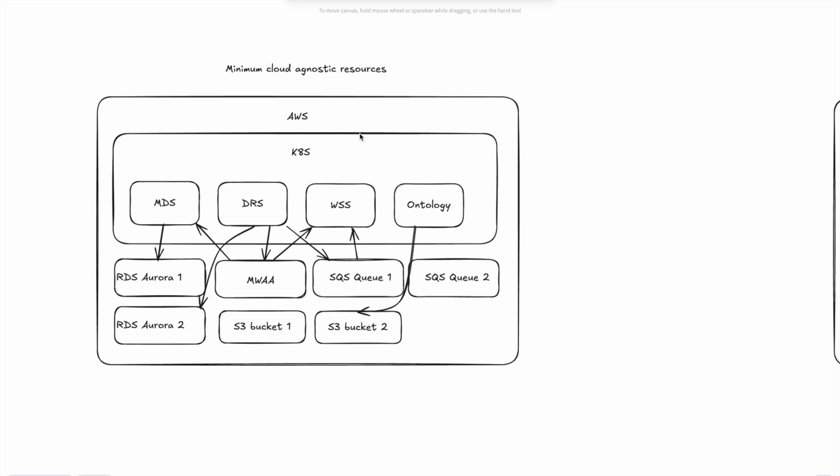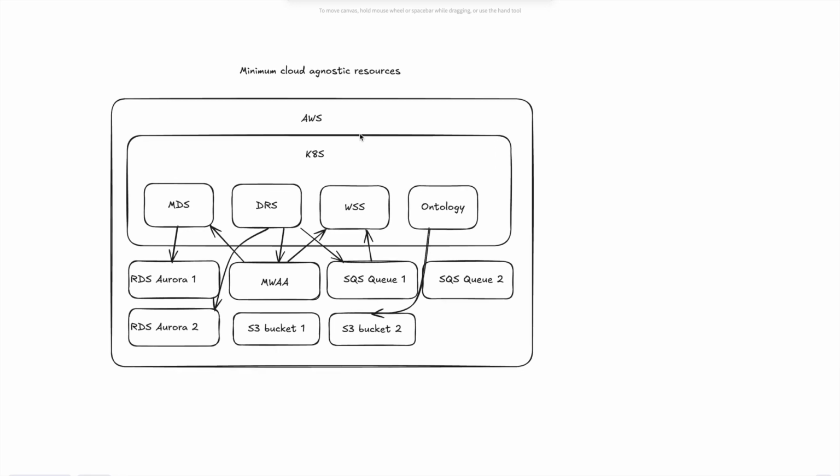Let's compare these two alternatives. The first alternative's biggest benefit is that we have a lot of our services managed, so we don't need to spend time and involve a lot of effort to maintain them. This involves RDS Aurora, Apache Airflow, S3 buckets, and SQS queues.